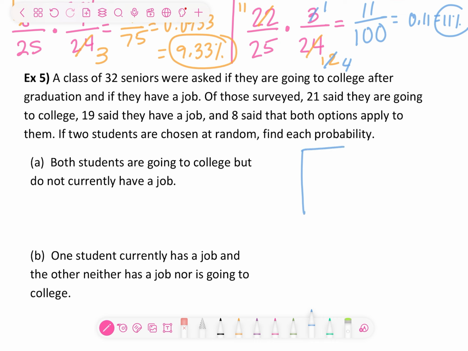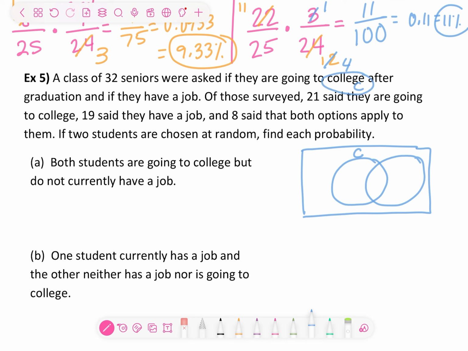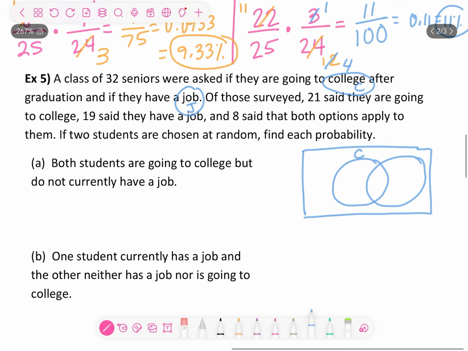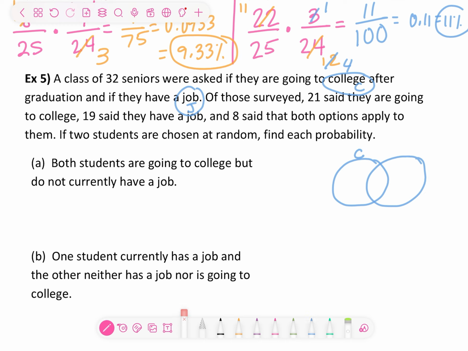Okay, so let me do a Venn diagram real quick of the situation. So we have 2 situations. Going to college, C for college, so I'll put a C for that. And then if they have a job, I'll put a J for that. Okay, so J for job right here. Let me fix this real quick. All right.